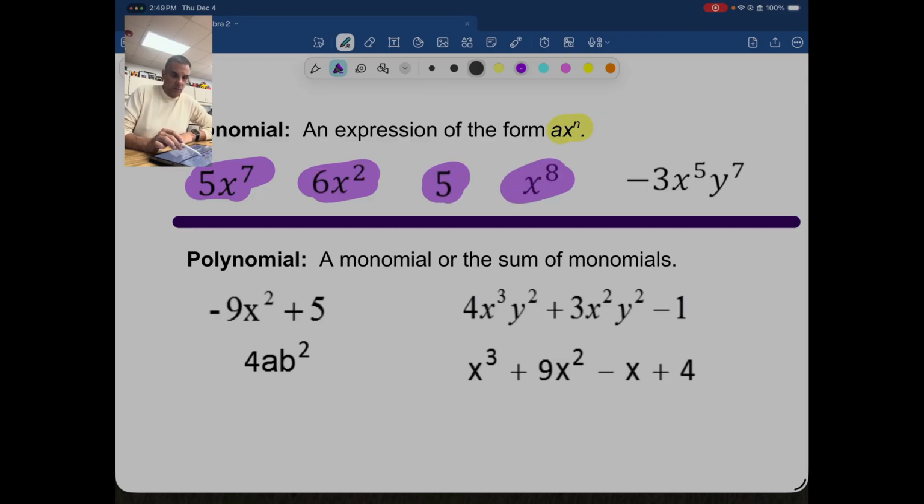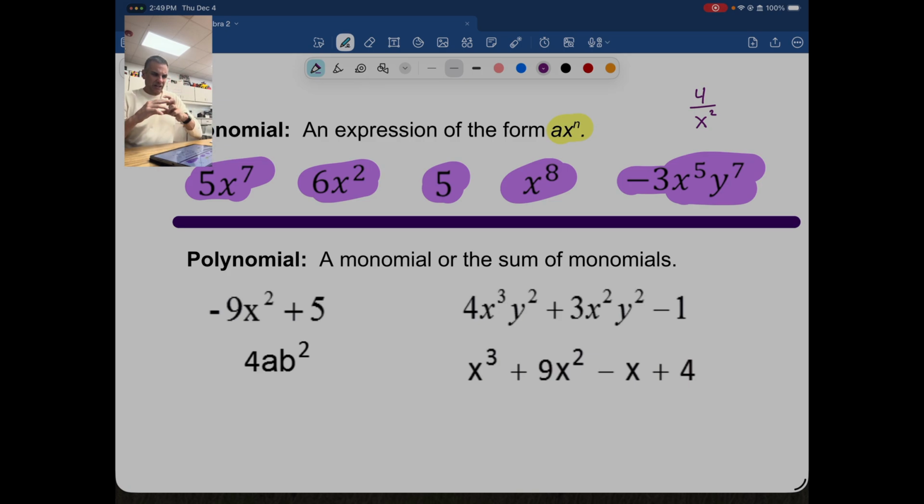5 is just a monomial. Something that wouldn't be a monomial would be something like 4 over x squared. We can't write that in the form a times x to the n because we're dividing, so that's not a monomial. But monomials are, and we call each of those individual things terms.